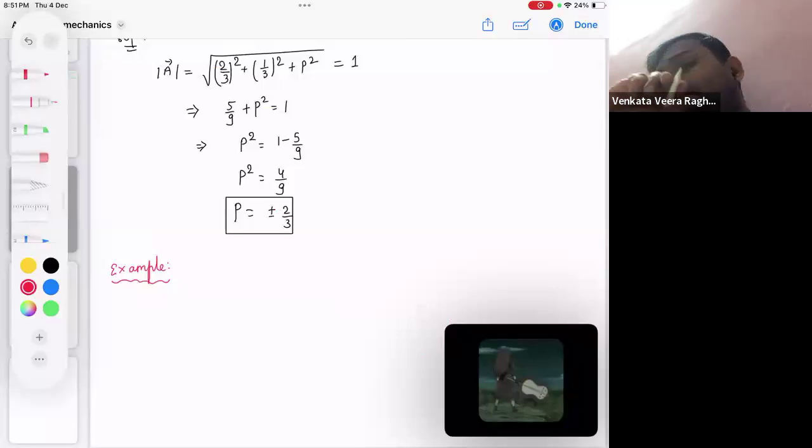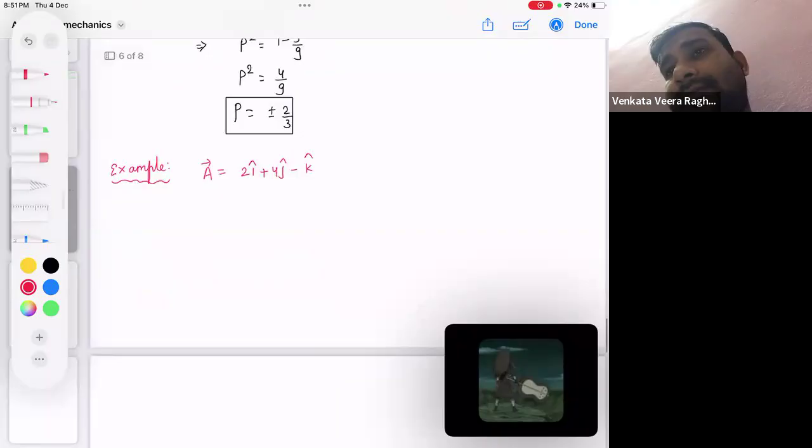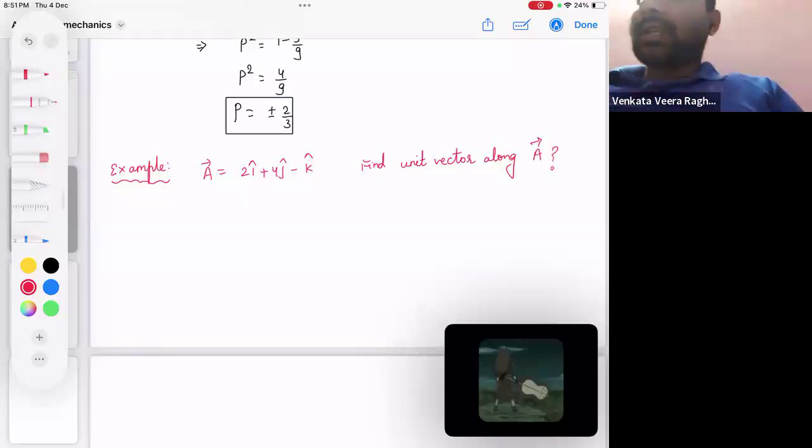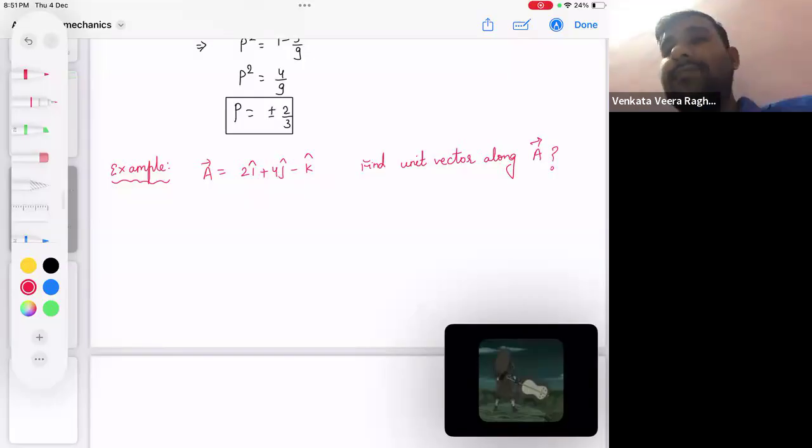Please tell me, if I give you something like this, a vector is given to us here, 2i cap plus 4j cap minus k cap. Can you find the unit vector? Find the unit vector along vector A. Can you find the unit vector along the vector A?